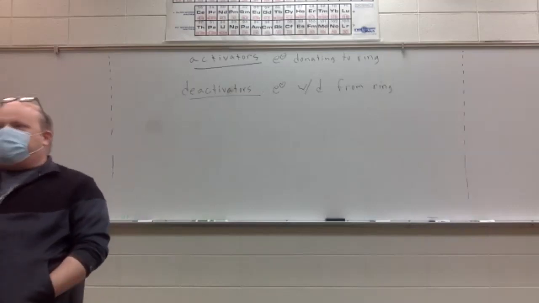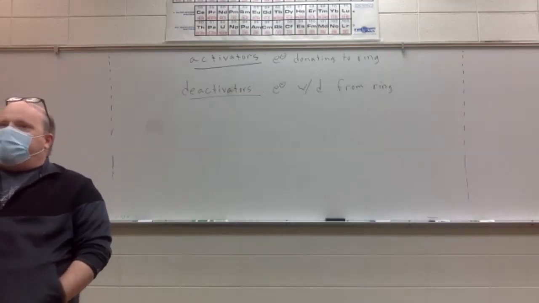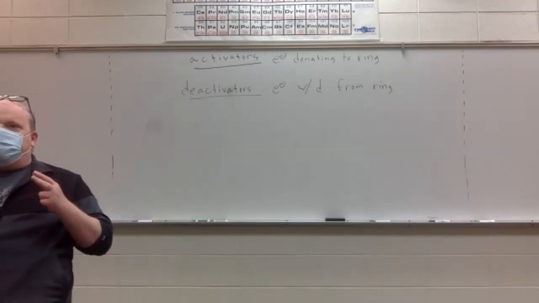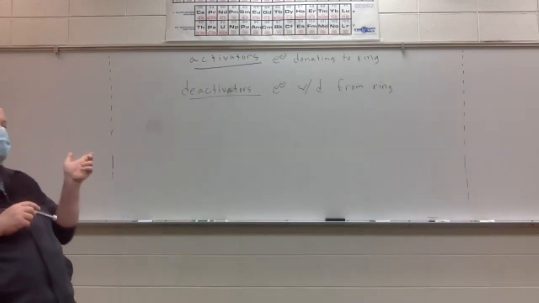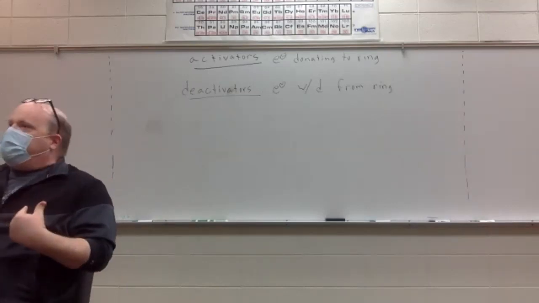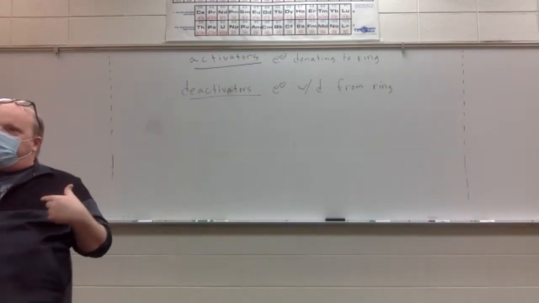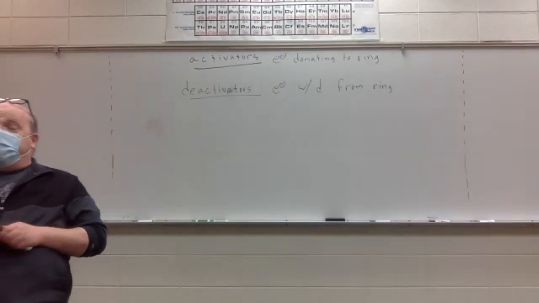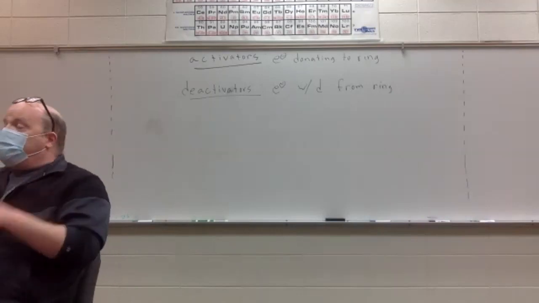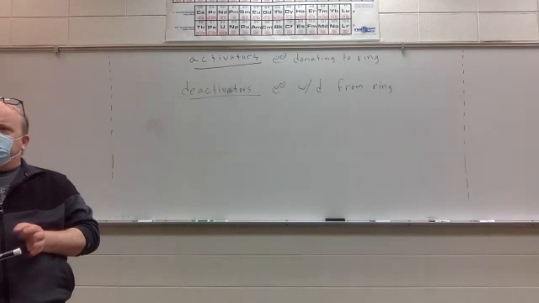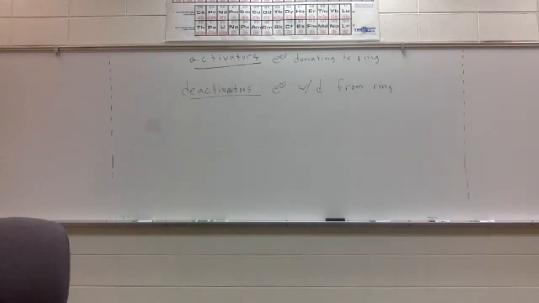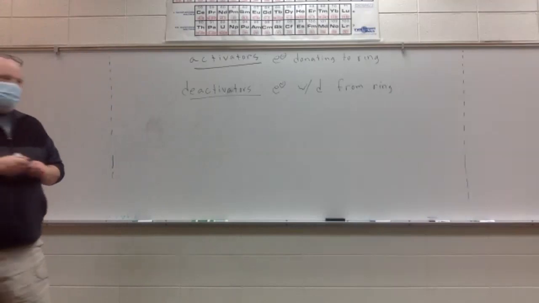So it stands to reason that the more negative your ring is, the stronger the attraction. Does that make sense? Because opposite charges attract. So if you're donating electron density to the ring, you're making it more negative, which makes it more attractive to an electrophile. Conversely, if you're withdrawing electron density, you're actually making the ring more positive, and that causes more repulsion. Okay, does that make sense? That's kind of the basis for that. Now, how do you recognize whether something's electron donating or electron withdrawing? There's two factors you have to look at.